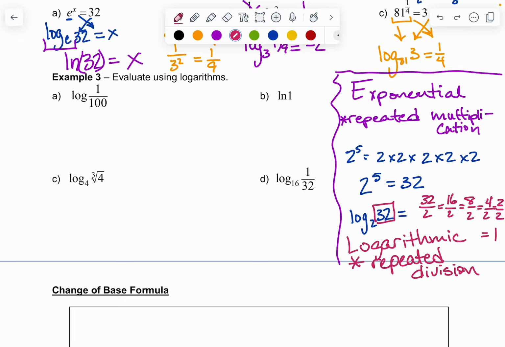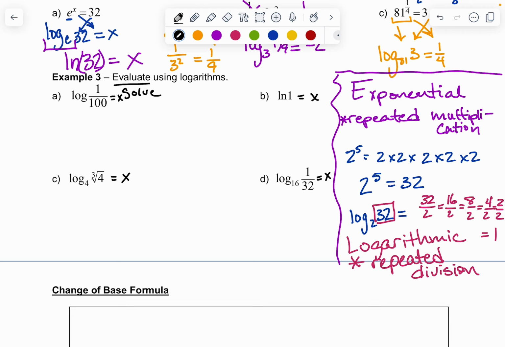logarithmic. All right, for these last two, it says evaluate, solve using logarithms. So pretty much we're setting these equal to an unknown, and we're trying to see if we can figure out what x is.